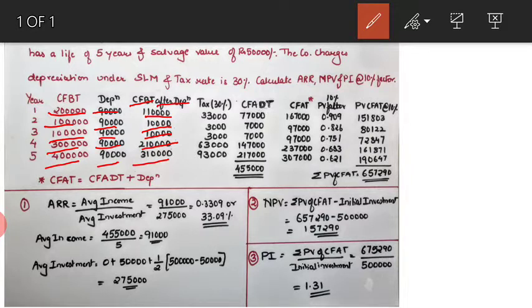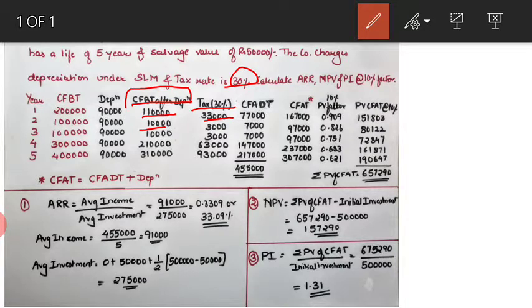So this is how we calculate cash flows before tax after depreciation. CFBT, cash flows before tax after depreciation, is 1 lakh 10,000, 10,000, 10,000, 2 lakh 10,000 and 3 lakh 10,000. After charging depreciation, that is after deducting depreciation, we have to calculate tax. Now tax rate given to us is 30%. Now 30% on what? 30% on cash flows before tax after depreciation. So 30% of 1 lakh 10,000 is 33,000.